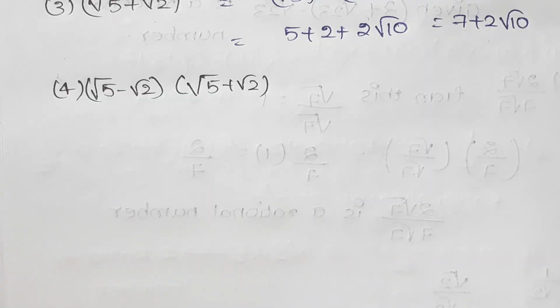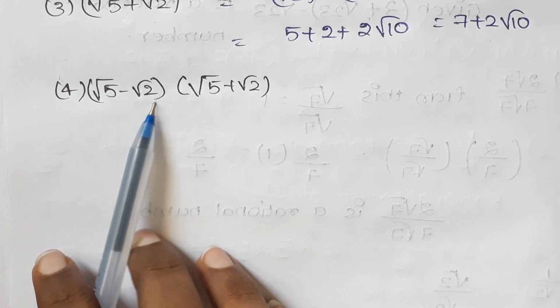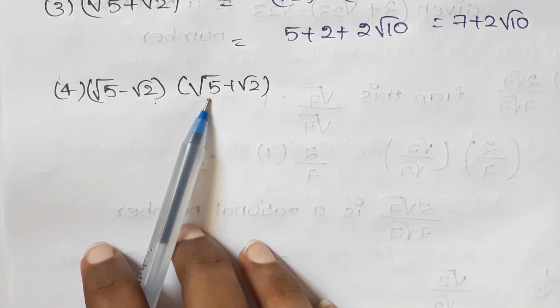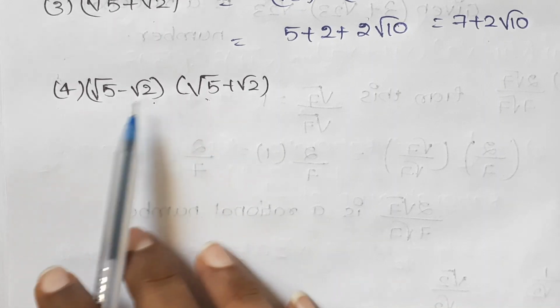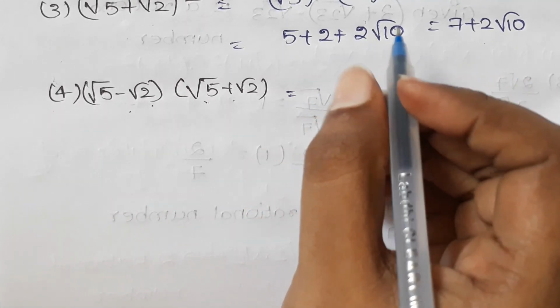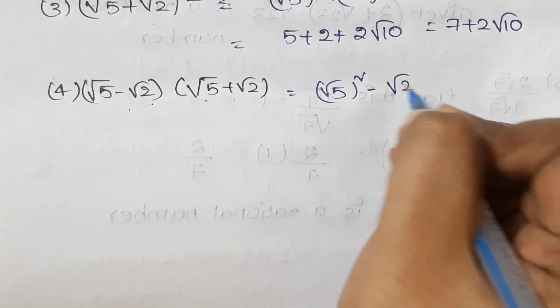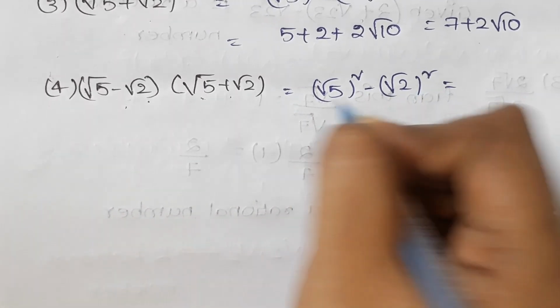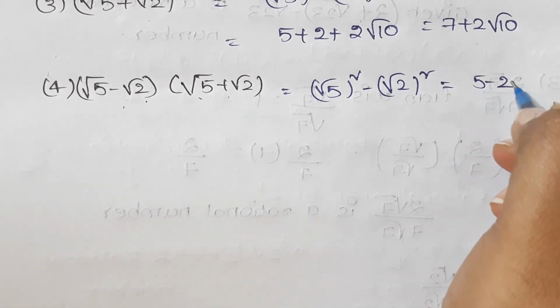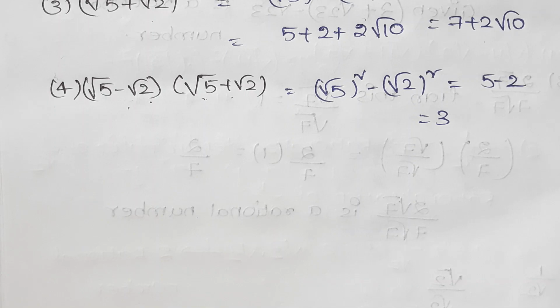And now let us see the fourth bit, that is (root 5 minus root 2) into (root 5 plus root 2). It is also in the form of (a plus b) into (a minus b), that is a square minus b square, root 5 whole square minus root 2 whole square, that is 5 minus 2, that equals 3. And this is about the second question.